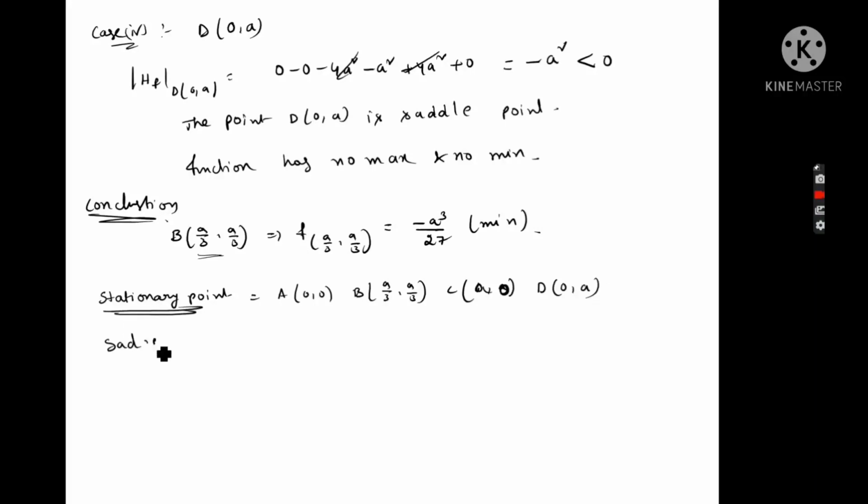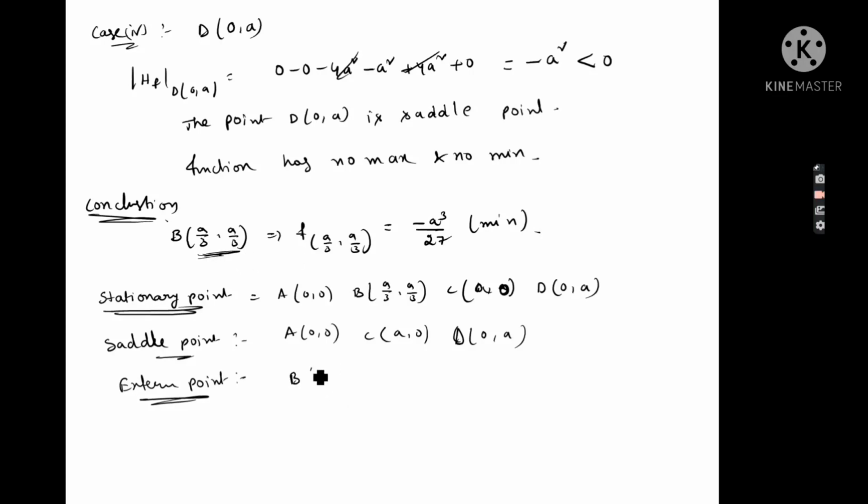What are the saddle points? Saddle points are the points at which the function has no maximum and no minimum. So A (0, 0), C (a, 0) and D (0, a). These are the saddle points. What is an extreme value or extreme point? An extreme point means the point at which the function has either maximum or minimum. So here the function has a minimum value at B (a/3, a/3). So this is the extreme point, and the extreme value is this one.